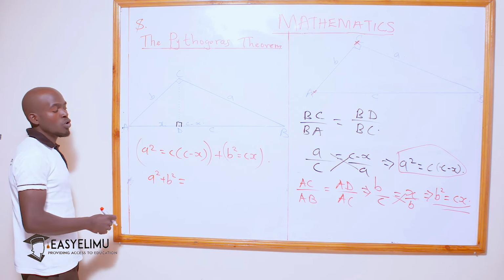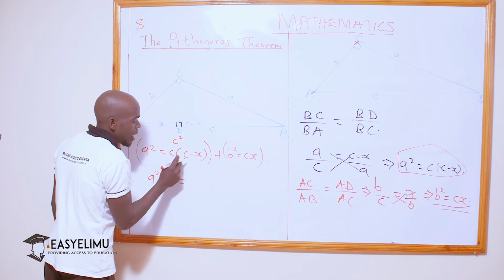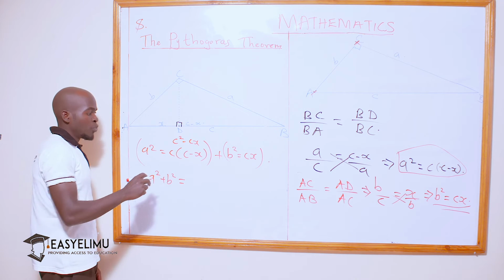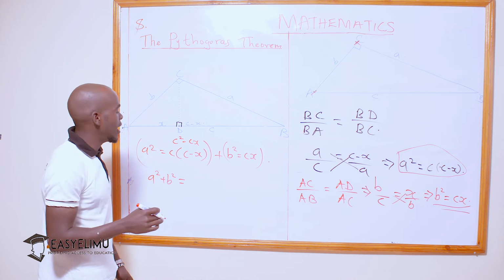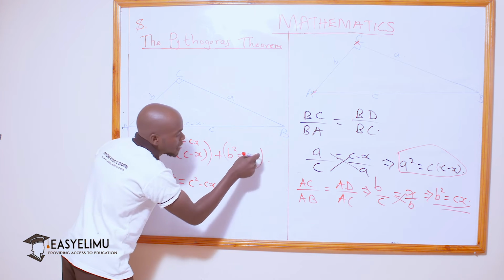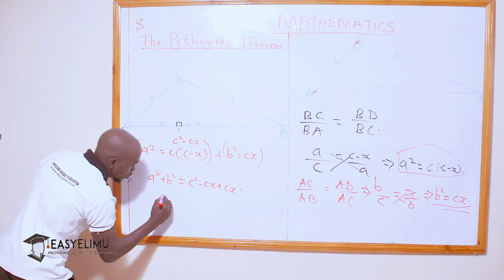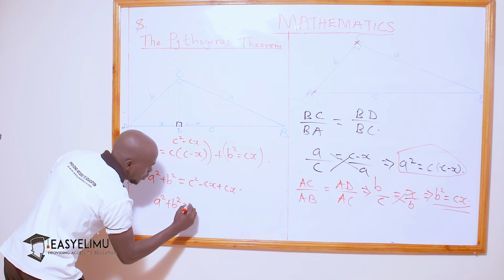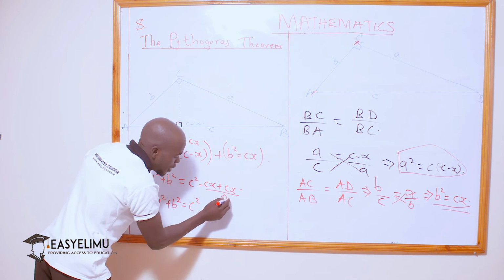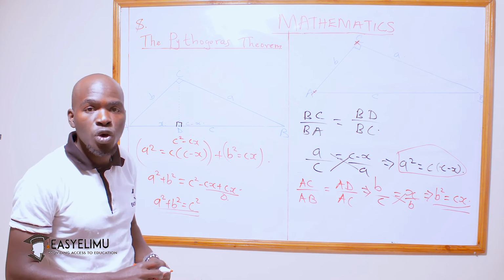It is equal to, now we shall expand this bracket here, and we shall have C squared, and this one is going to give us minus CX. I'm expanding the bracket. So we shall add those on the right hand side, and I shall have C squared minus CX, now plus this one will be plus CX. And on doing that, I'm going to have A squared plus B squared is equal to C squared minus CX plus CX, which will give you 0. So we shall remain with A squared plus B squared is equal to C squared.